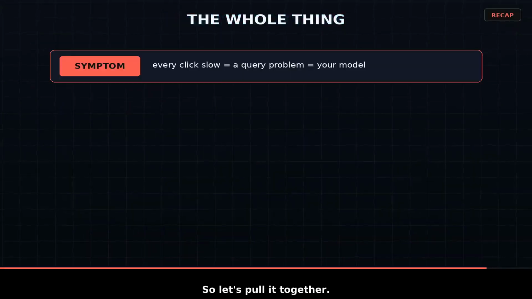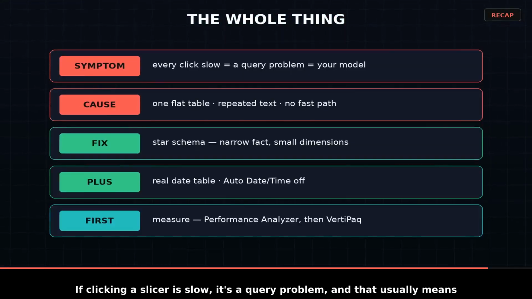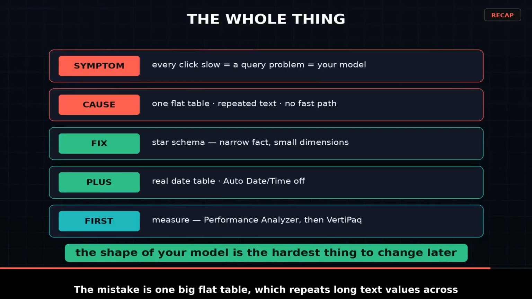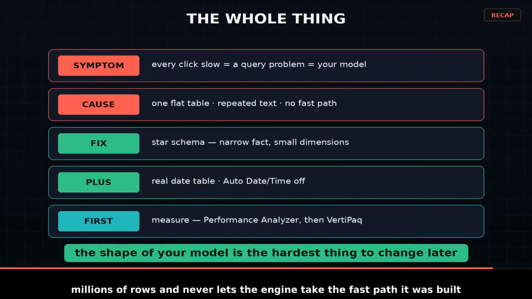So let's pull it together. If clicking a slicer is slow, it's a query problem, and that usually means your model. The mistake is one big flat table, which repeats long text values across millions of rows and never lets the engine take the fast path it was built for.